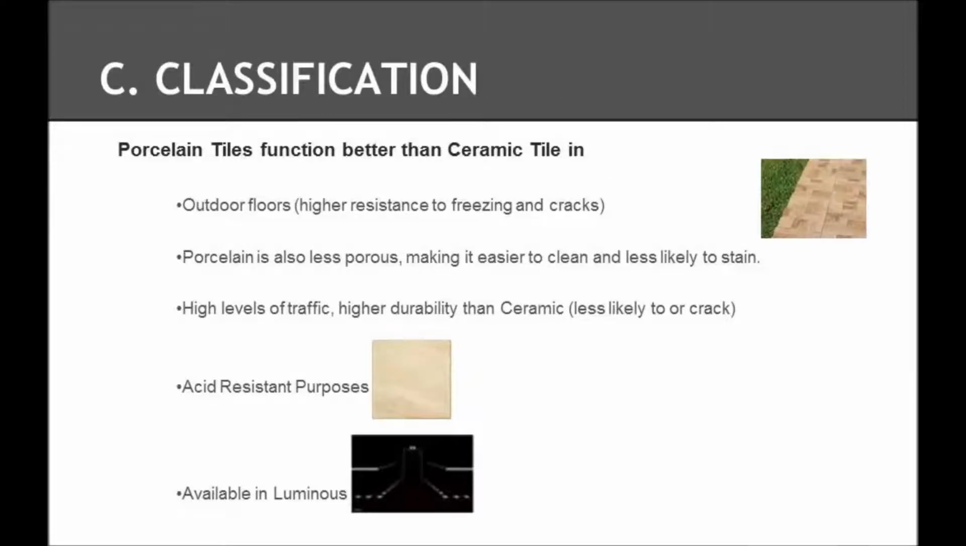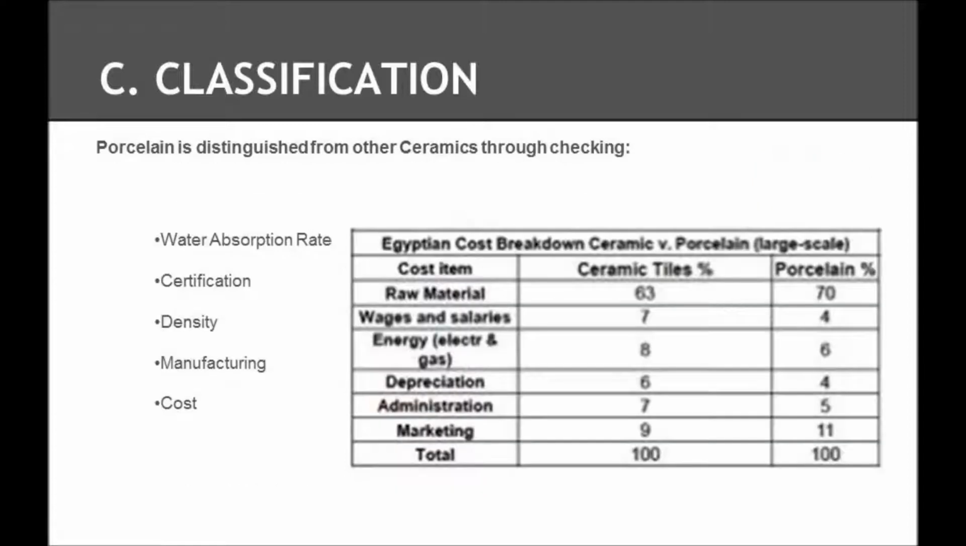Now for the classification of porcelain. Porcelain and ceramic do have a lot of similarities. However, there are certain situations where porcelain tiles function better than ceramic tiles. For example, in outdoor floors, porcelain has higher resistance to freezing and cracks. Also, porcelain is less porous, thus making it easier to clean and less likely to stain. Porcelain also has a higher durability than ceramic, therefore it is less likely to crack. It also has a higher acid resistivity, and it's available in luminous.